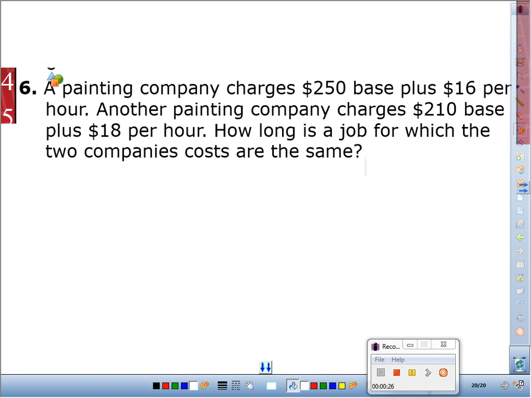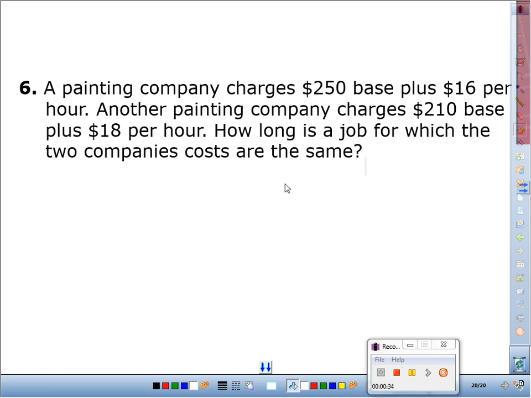It says, a painting company charges $250 base plus $16 per hour. Another painting company charges $210 base plus $18 per hour. How long is a job for which the two companies' costs are the same? Therefore, how many companies are they talking about in this problem?